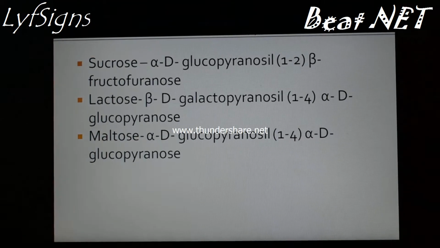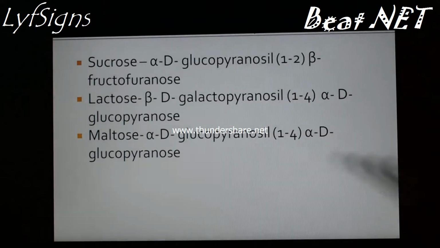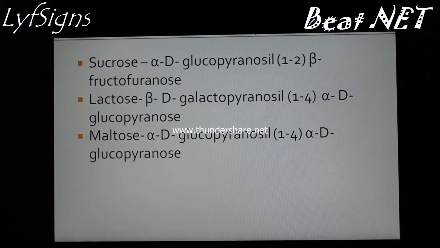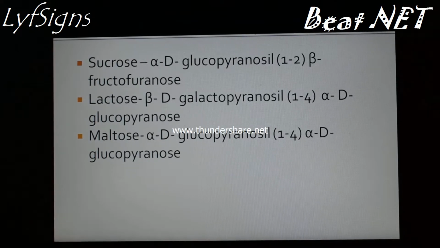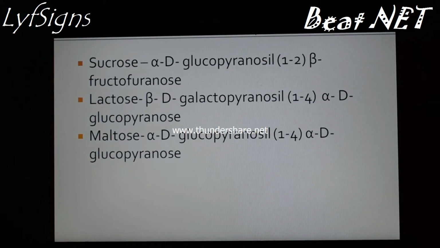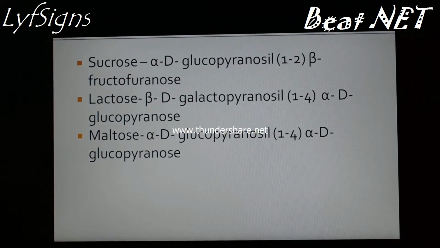Now coming to the more scientific names. Sucrose is called alpha D glucopyranosyl 1,2 beta fructofuranose. Lactose is called beta D galactopyranosyl alpha D glucopyranose. Maltose is called alpha D glucopyranosyl 1,4 alpha D glucopyranose.